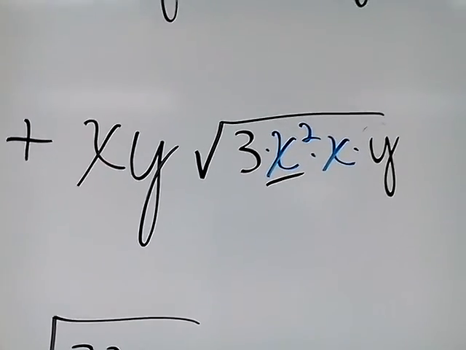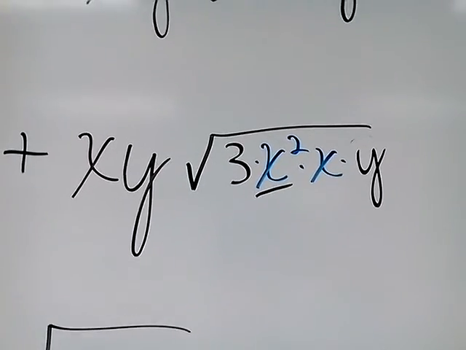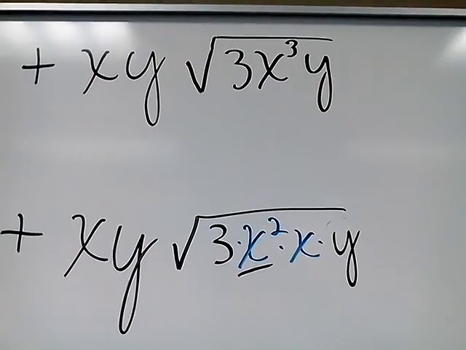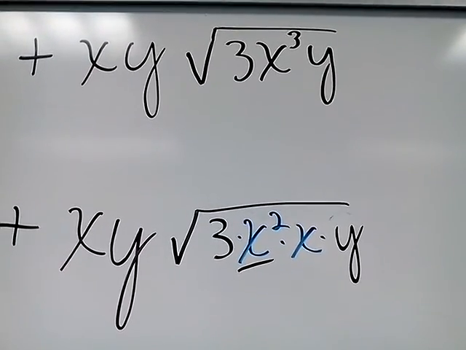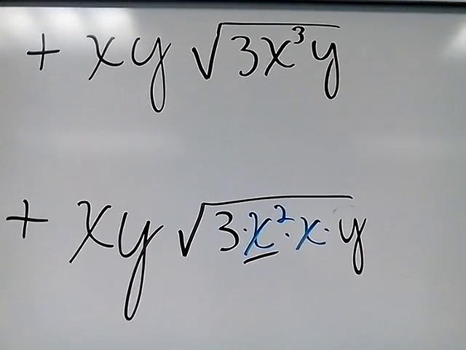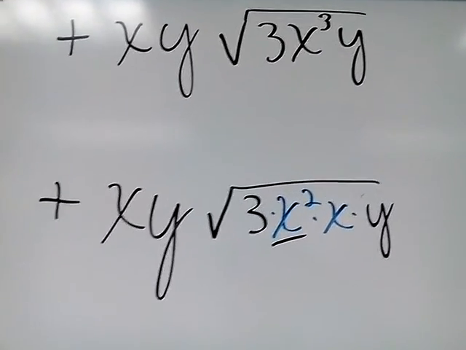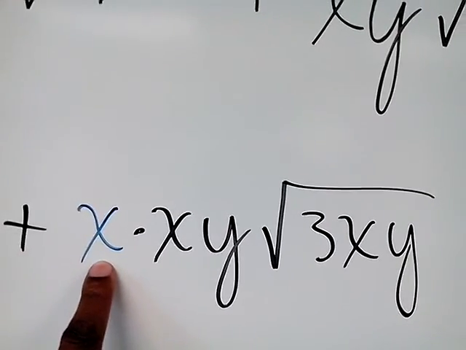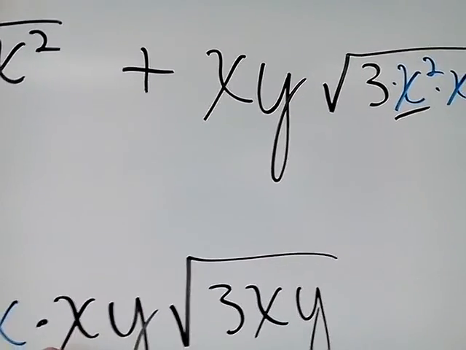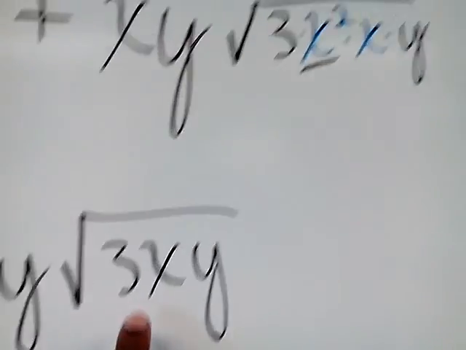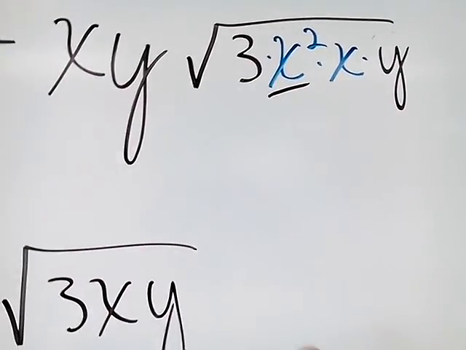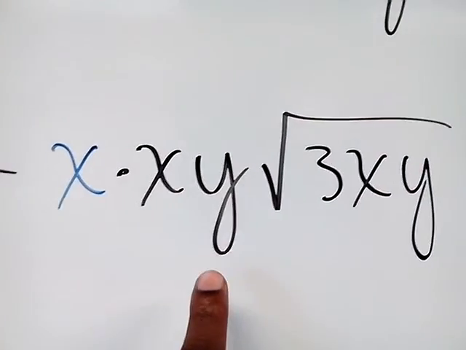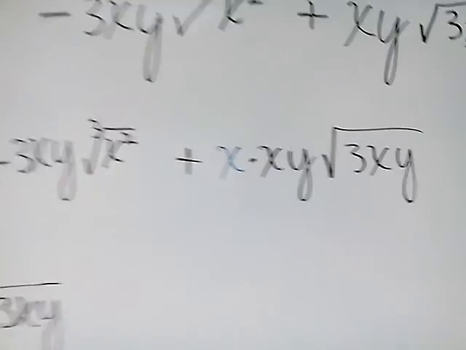In our last term, we have the x to the third, which we can break down to x to the second times x. So x squared, square root of x squared is x. So we can bring that x out along with the xy that was already there. And the 3xy stays on the inside of the radical. So we have that.